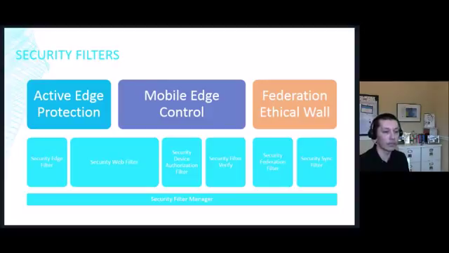And these are the different types of products that help provide that level of solution across all these. Now, the nice thing about my solutions is that they build on top of each other. So once you've made an investment in one of the areas, say, for example, an organization decides to license the Active Edge Protection, adding on Mobile Edge Control or Federation Ethical Wall is just an incremental cost, not only in terms of cost, but also investment in their infrastructure.